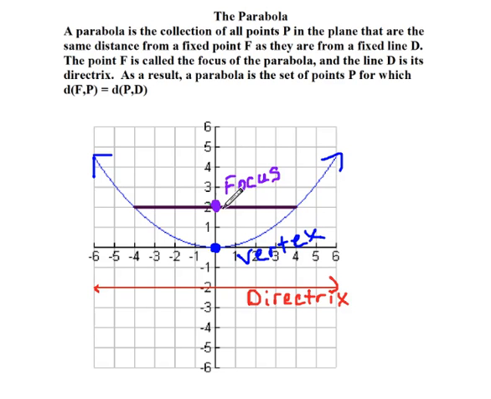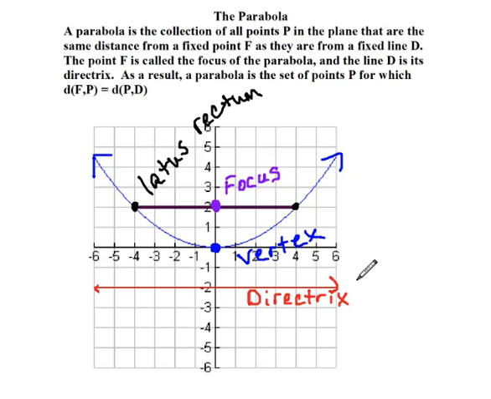Now, this line that runs through the focus and has as its endpoints points on the parabola is called the latus rectum. It goes through the focus and has endpoints on the parabola, always. Now these things are all related to each other in a very specific way.